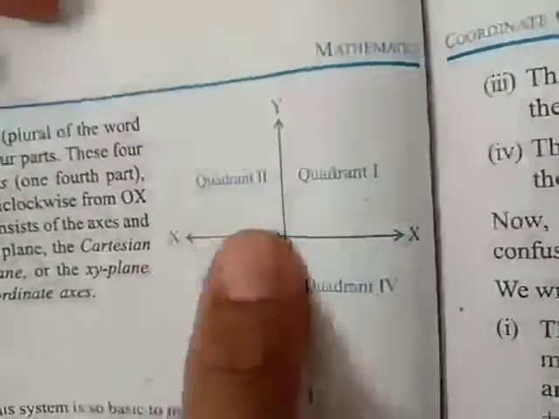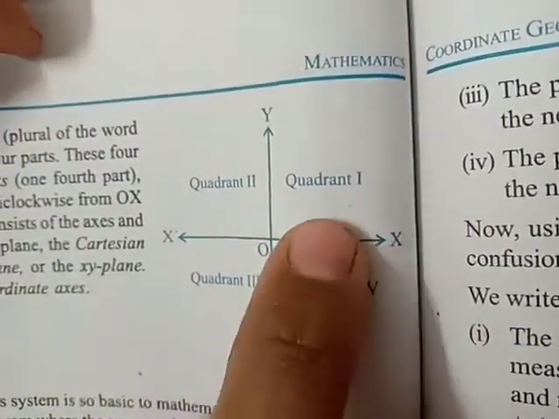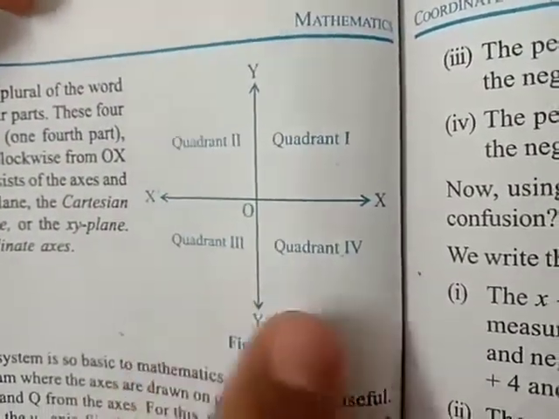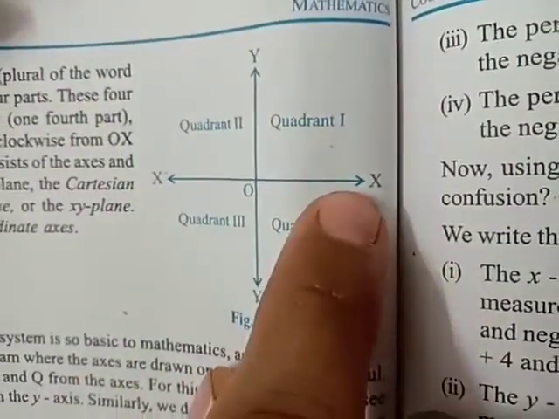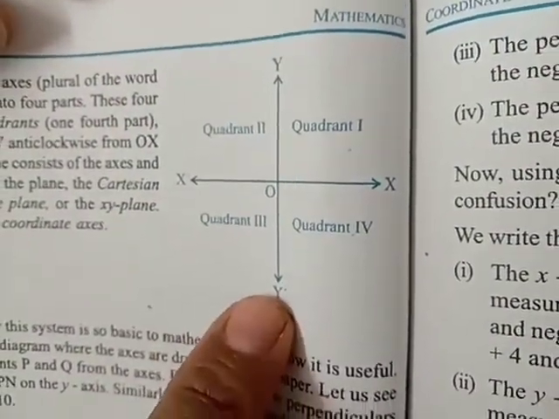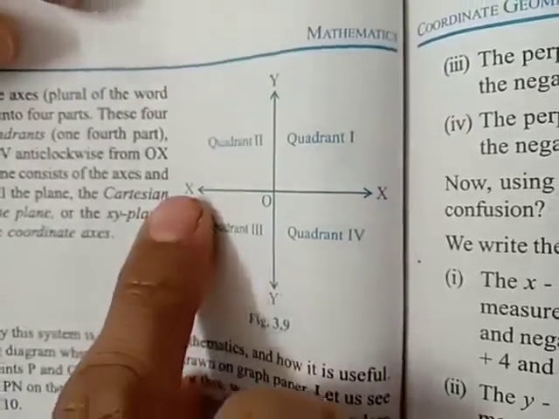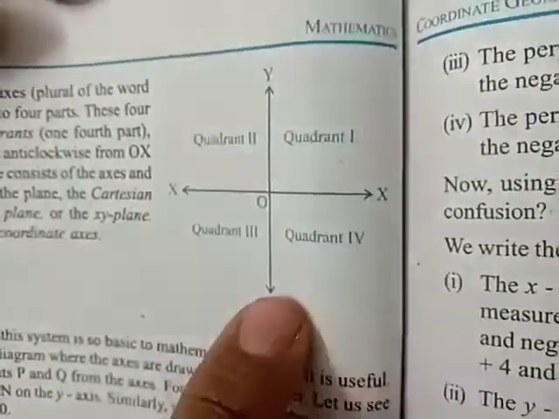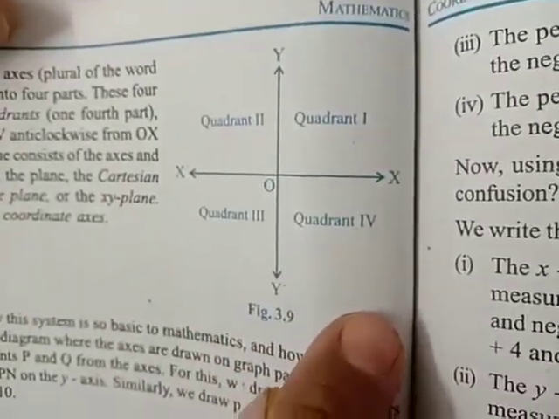So you can represent this as first quadrant, second quadrant, third quadrant, fourth quadrant. Where this is plus, and this is minus, and this is minus. So you can name that as x' x and y' y. You can call this plane as a Cartesian plane.